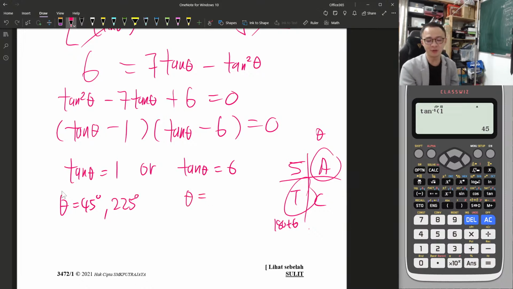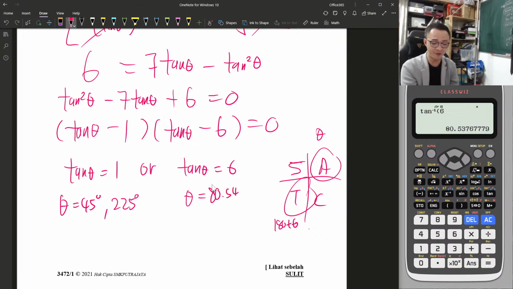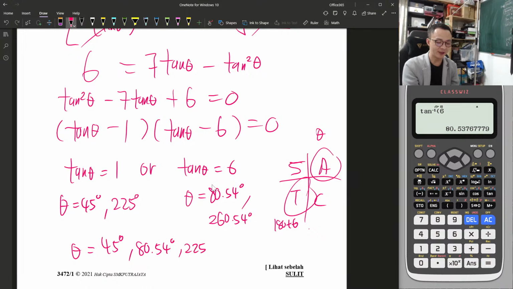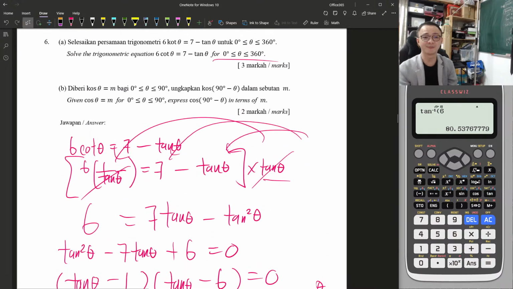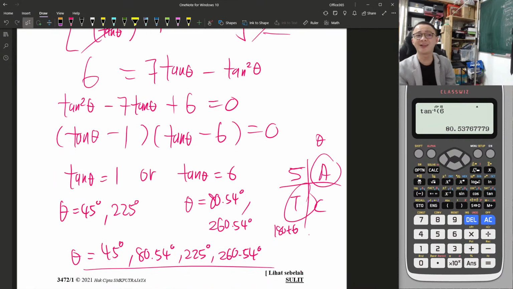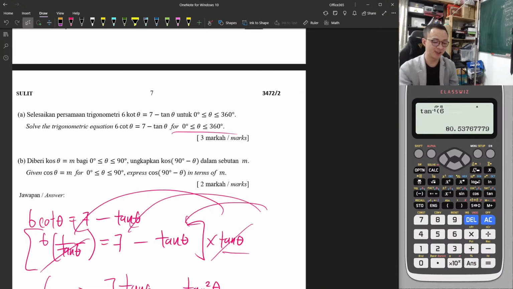And then here, I do the same thing, shift tangent, number 6 here. So I have something like 80.54. And then I'll plus 180, so I get 260.54. So therefore, if you want to group all your theta together, it's 45, 80.54, 225, and 260.54. Right, this is all my angles for this question. Yeah, 3 marks. Alright, it's not too bad. But if you have no idea how all these angles come out, then you need to go and watch my trigonometry tutorial.